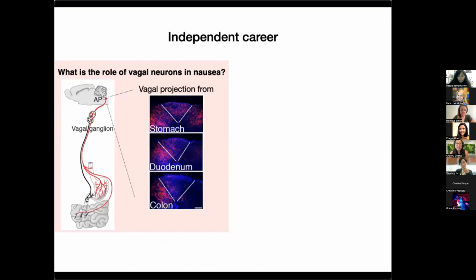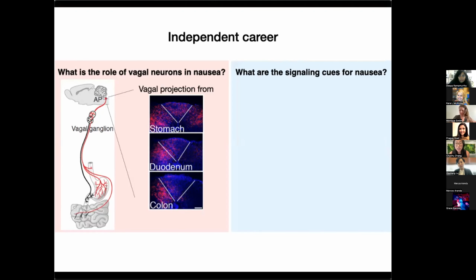Some of the future directions in my independent career include understanding the role of vagal neurons in nausea. This work has been focused mostly on the humoral detection of cues in the area postrema, but as I mentioned earlier, it also receives vagal inputs. We want to understand what these vagal neurons communicate with in the area postrema, what these vagal neurons detect in the GI tract, and how these vagal neurons may modulate activity of the nausea-promoting area postrema neurons.